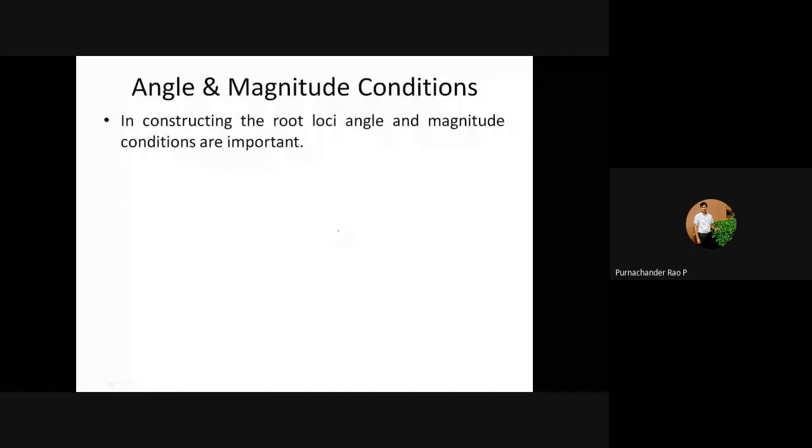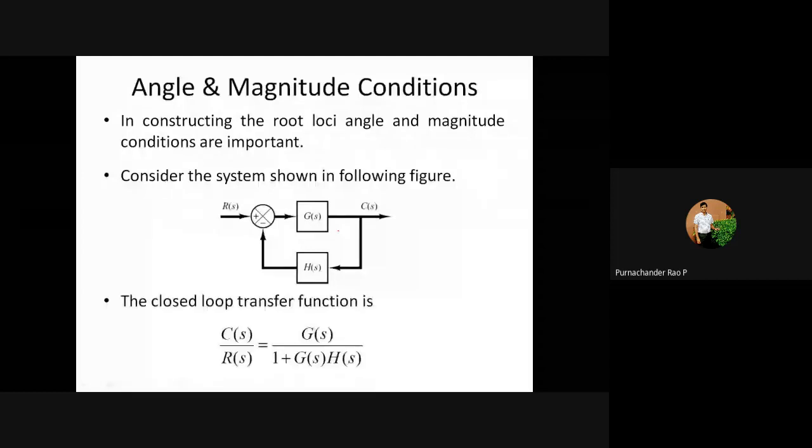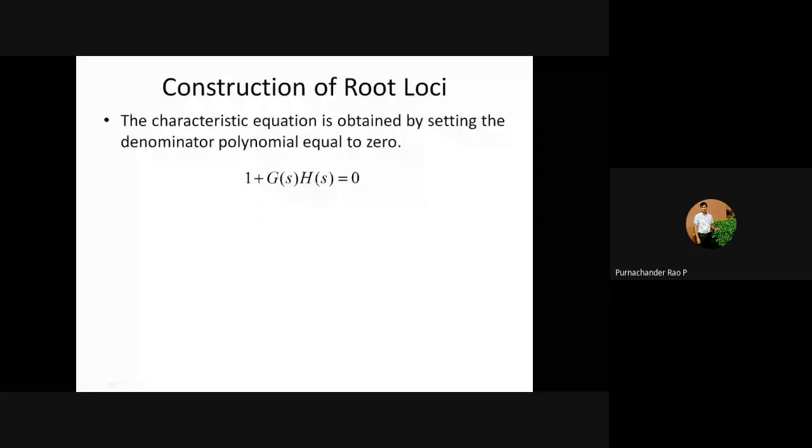We'll consider a closed loop system which has G(s) and H(s) as the forward and feedback transfer functions, and C(s) by R(s) is the closed loop transfer function, which is given by G(s) by 1 plus G(s) H(s) for any system. Therefore, the characteristic equation for this system is 1 plus G(s) H(s) is equal to 0. With the help of this equation we need to get the magnitude and angle conditions. I will take this to the right hand side.